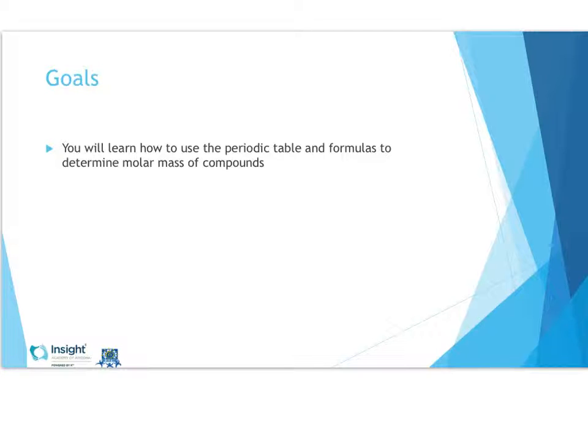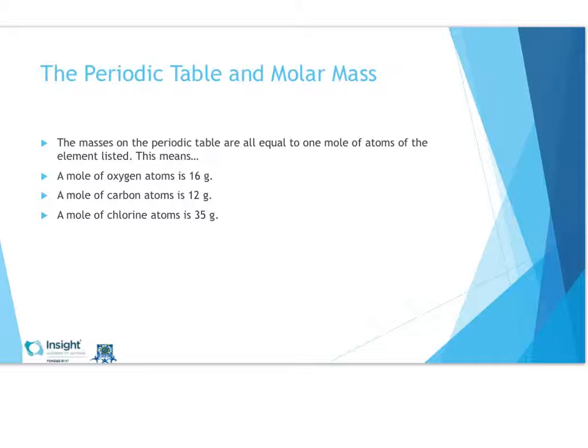Okay, so today you're going to learn how to use the periodic table and formulas to determine the molar mass of compounds. So the periodic table, that mass number is the mass of 1 mole of the atom listed. Okay, so when you look at the periodic table and you see that the mass of oxygen is 16, if you had a mole of oxygen atoms, it would have a mass of 16 grams. If you had a mole of carbon atoms, that would weigh 12 grams. Okay, so if you look at those mass numbers, that number is the mass of 1 mole.